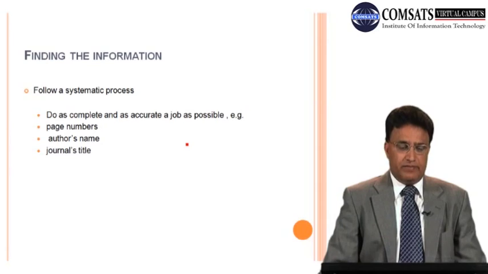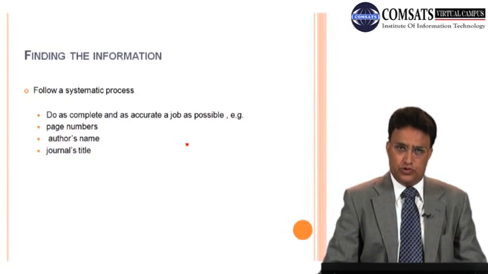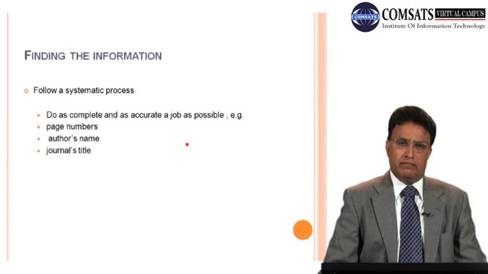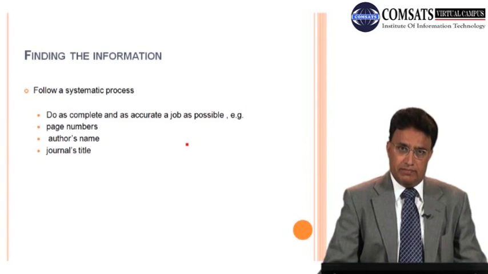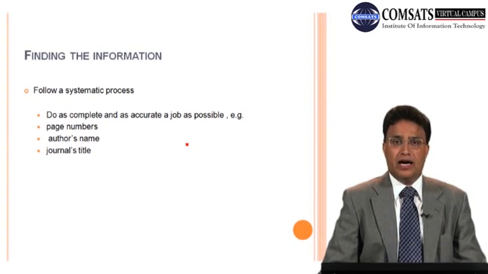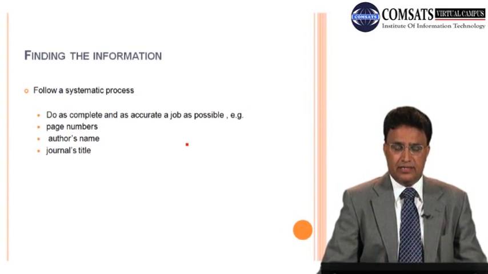Number 1, finding the information. When you find information, you need to follow a systematic process. By systematic process, I mean you do as complete and as accurate a job as possible. For example, you need to note down the page numbers you have read, the authors' names, the journals' titles, and such type of information. I'll be coming to that in detail later in this session.